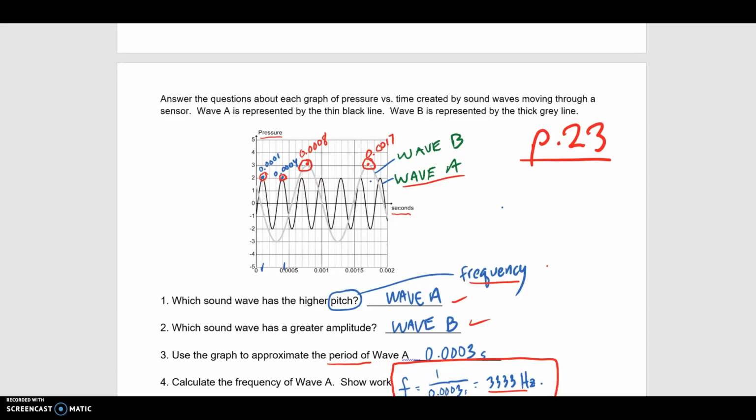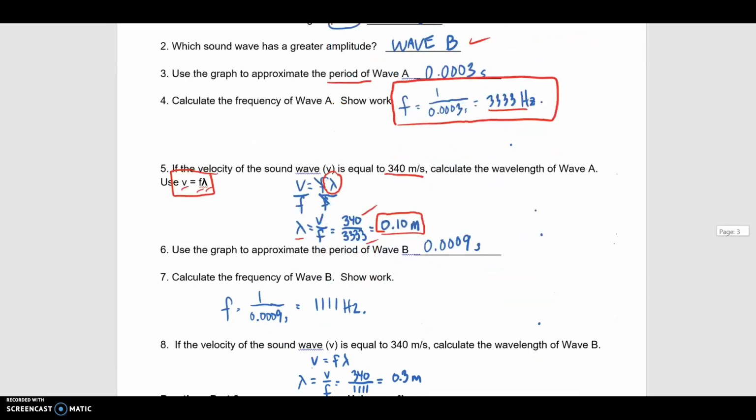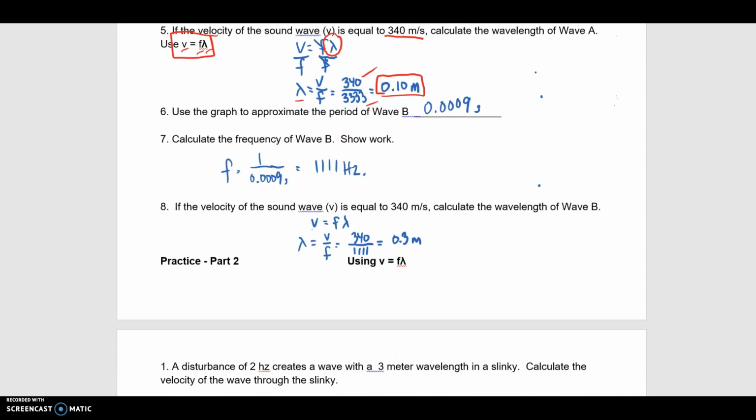And the difference between those points in time is 0.0009 seconds. So that's the measured period. And 1 over the period is the frequency. That's 1,111 hertz.